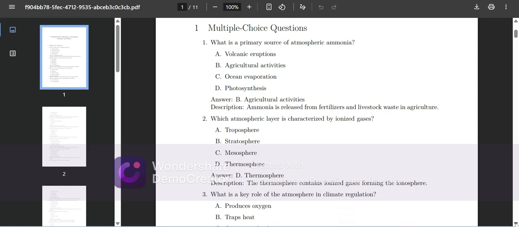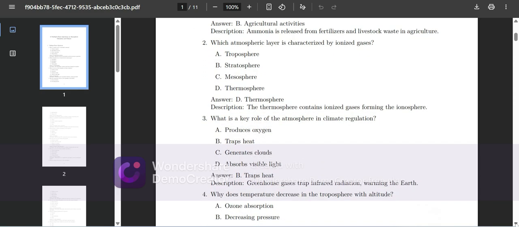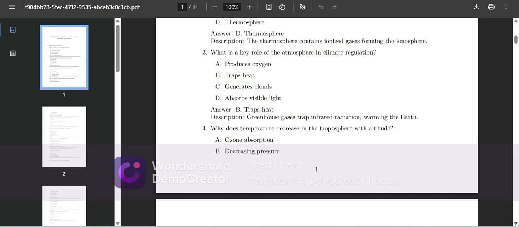What is the primary source of atmospheric ammonia? Agricultural activities. Ammonia is released from fertilizers and livestock waste in agriculture. Which atmospheric layer is characterized by ionized gases? Thermosphere. The thermosphere contains ionized gases forming the ionosphere. What is a key role of the atmosphere in climate regulation? Traps heat. Greenhouse gases trap infrared radiation, warming the earth.